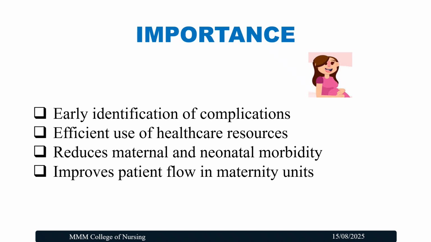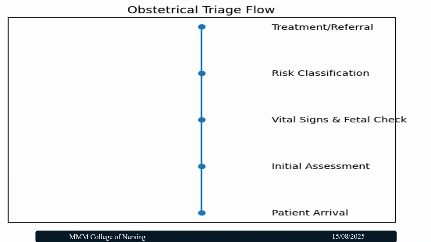What is the importance of obstetrical triage? We are able to do early identification of complications in the fetus as well as in the mother. It allows efficient use of healthcare resources to save the life of the mother and the baby, reduces maternal and neonatal morbidity and mortality, and improves patient flow in the maternity unit.